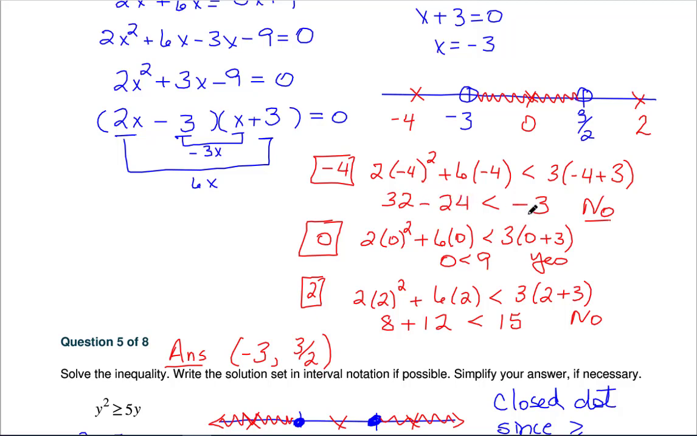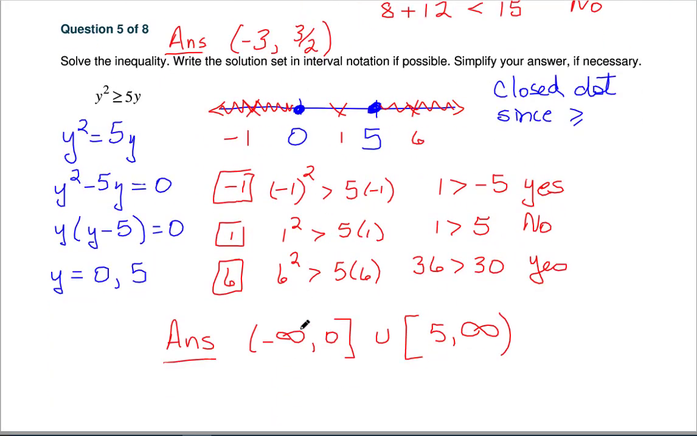Is that less than -3? No. If I plug in 0, is 0 less than 9? Yes. So over here on 0, all of this gets shaded in. If we try the 2, 2 squared is 4. 4 times 2 is 8. 8 and 12 is 20. Is 20 less than 15? No. So the part that works is -3 to 3/2.